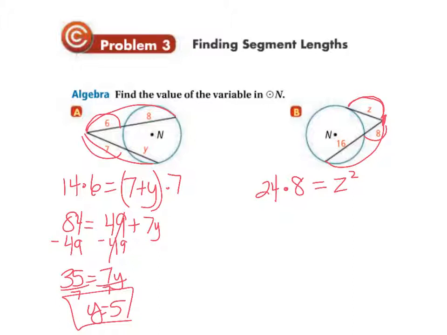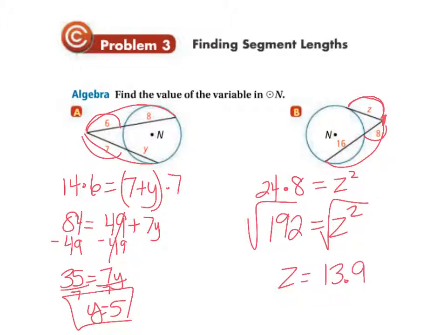All right, 24 times 8 is, let me get my calculator going here, 24 times 8 gets me 192, and then what I have to do is square root that. So I'm going to square root 192, and I get z to equal 13 point, I'll go one decimal place, it'll be 13.9 is the length of z.